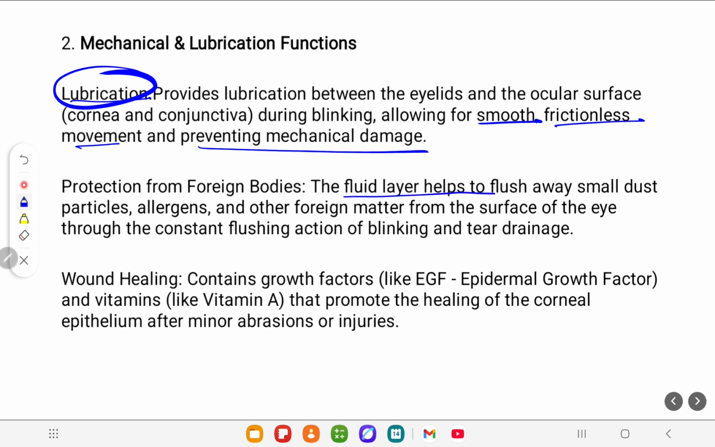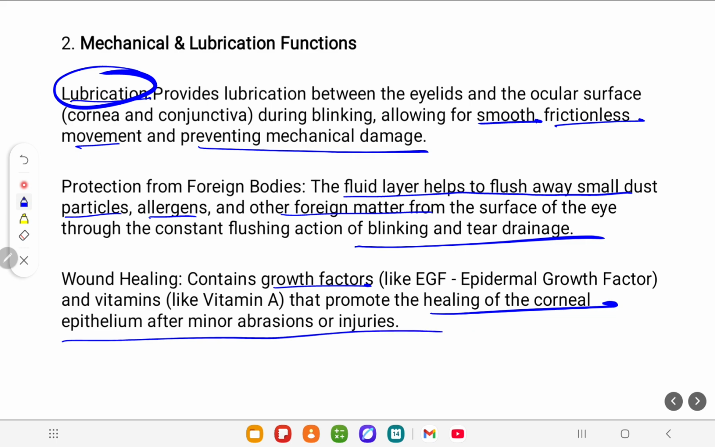So, protection from foreign bodies. Basically, the fluid layer helps to flush out small dust particles, allergens, and other foreign materials from the eye surface through constant flushing by blinking and tear drainage. So that's why the tear film also protects from foreign bodies. And wound healing is a very important role of the tear film. Tears contain growth factors and vitamin A that promote corneal epithelium healing after minor abrasion injuries.